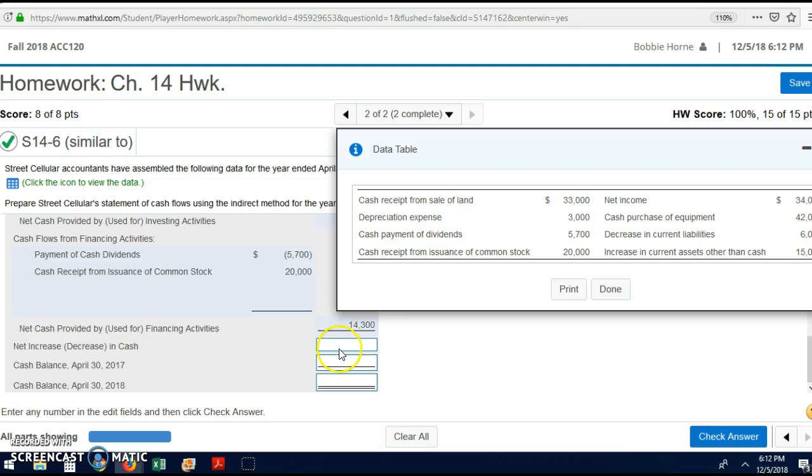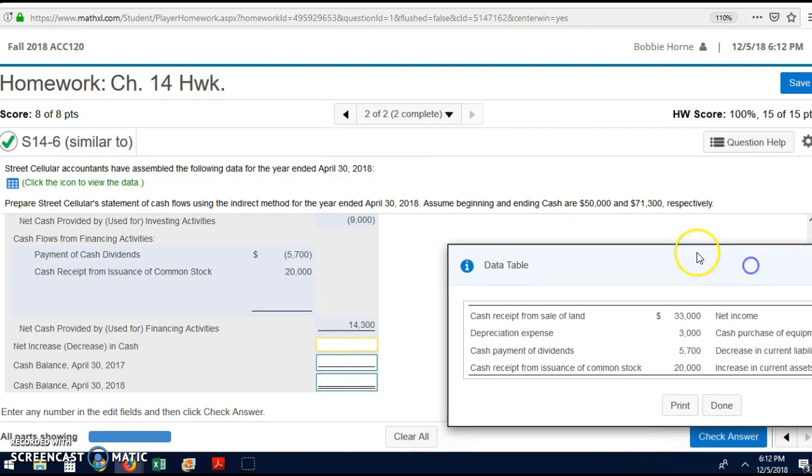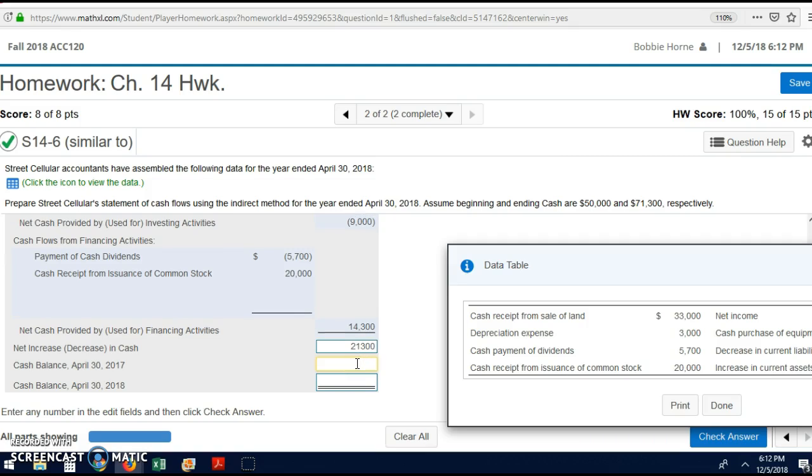Okay, and then the change in cash, it looks like it went from 50 to 71.3, so we have an increase in cash. The beginning balance was 50,000, and the ending balance was 71.3.